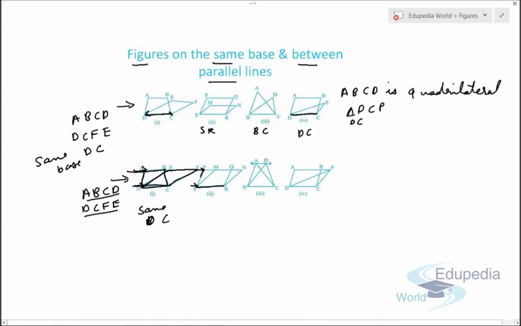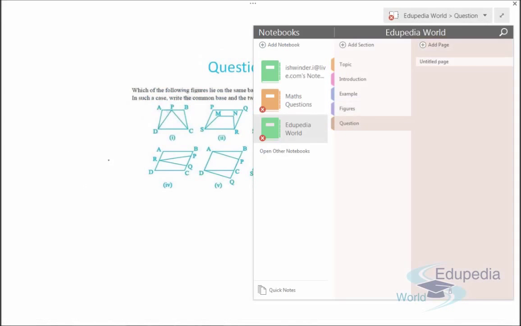If you see this figure and this figure, they are between the same base and same parallel lines. Similarly, for this figure also, these two triangles have the same base and they are between the same parallel lines. And for this figure also, the base is DC and they are between the same parallel lines. So this is how we need to use the congruency if the figures lie between the same base and the same parallel lines. So let's discuss the question related to this part.